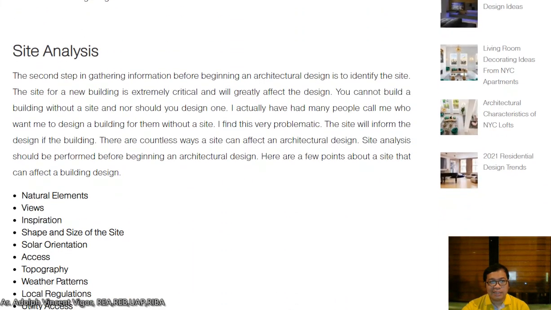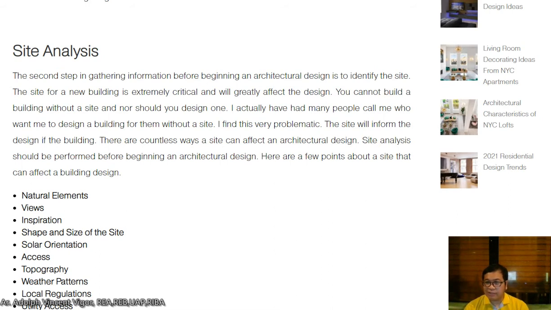Let's go into site analysis. The second step in beginning an architectural design is to identify the site. The site for a new building is extremely critical and will greatly affect the design. You should always remember that when you design a residential building and build it across several sites, it's going to be slightly different because each site has different considerations.